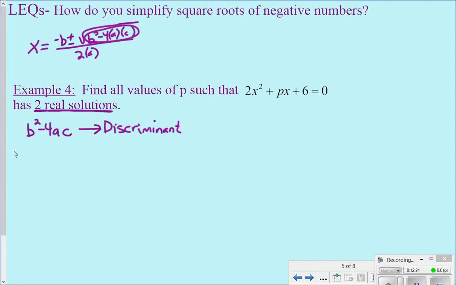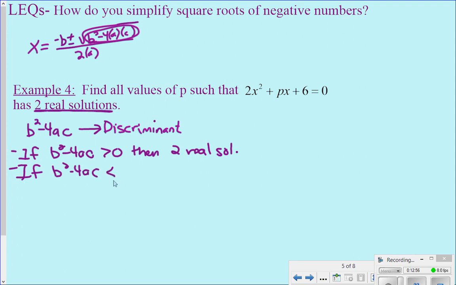So if that piece, the discriminant, is positive, we already talked about, that's when we know we're going to have two real solutions. So let's put that in your notes. If b squared minus 4ac, or the discriminant, is greater than 0 or positive, then there will be two real solutions. On the other hand, if the discriminant is less than 0, or in other words negative, then that's when, like the previous problem, we'll have two imaginary.